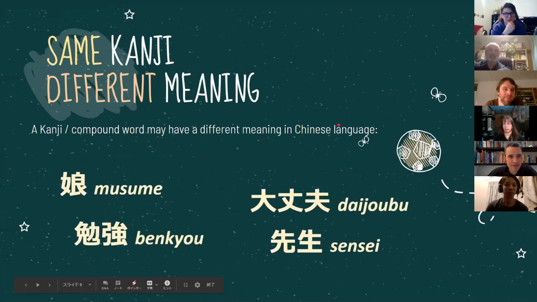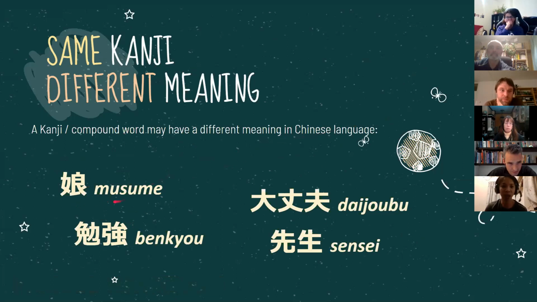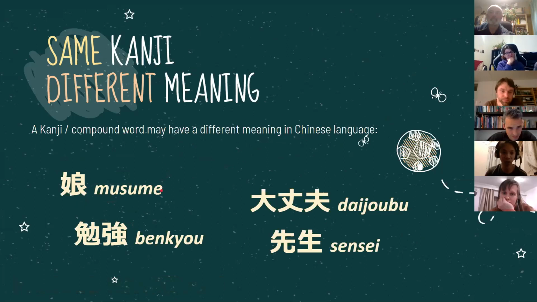So a kanji or a kanji compound word may have a different meaning in Chinese language. For example, like 娘, daughter, and in Chinese it means mother. And 勉強する, to study, in Chinese it means to force someone to do something. And yeah, to force someone to study. That's what teachers do. Yes, of course.